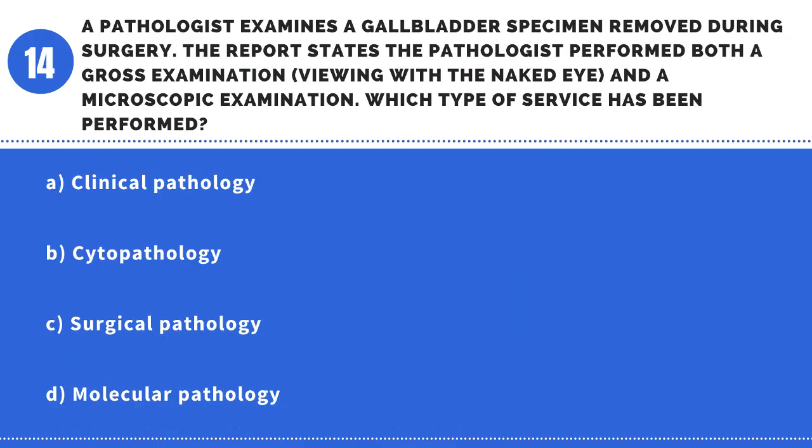Question 14. A pathologist examines a gallbladder specimen removed during surgery. The report states the pathologist performed both a gross examination, viewing with the naked eye, and a microscopic examination. Which type of service has been performed? A. Clinical pathology. B. Cytopathology. C. Surgical pathology. D. Molecular pathology.